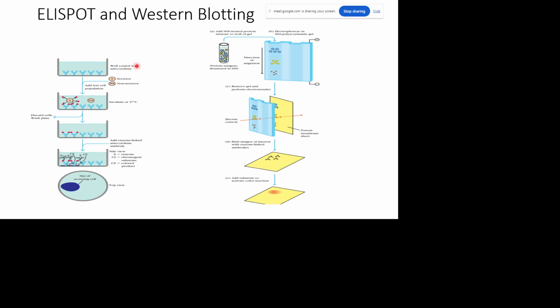you will coat the well with anti-cytokine antibodies. Then you will add the cell mixture which contains S cells, which can secrete, and NS, non-secreting cells, which cannot secrete. So now you will add both S and NS. You will incubate at 37 degrees Celsius, and then after washing, you will discard the unbound cells.